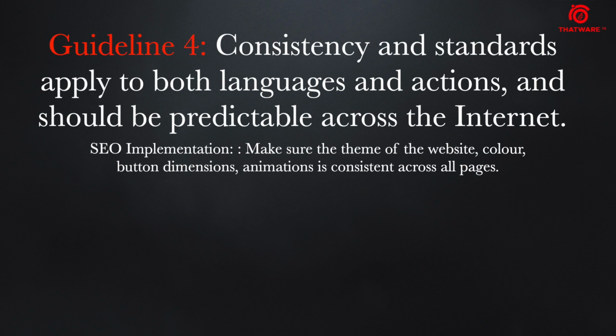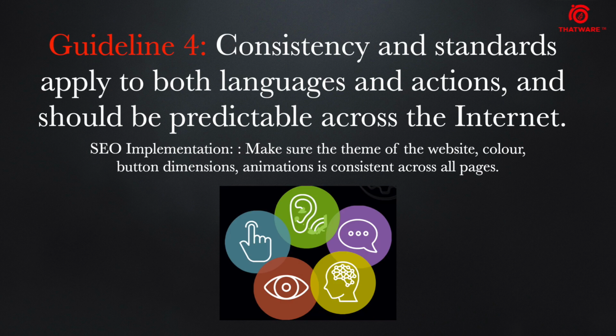Guideline number 4, consistency and standards, also apply to both the languages and actions and should be predictable across the internet. Now for the SEO implementation, it's obvious for SEO webmasters to make sure of the theme of the website, color, button dimensions, and animations across all of the pages, because these small elements can really affect a lot for the brand in the long run, so they should all be rightly modified and monitored.